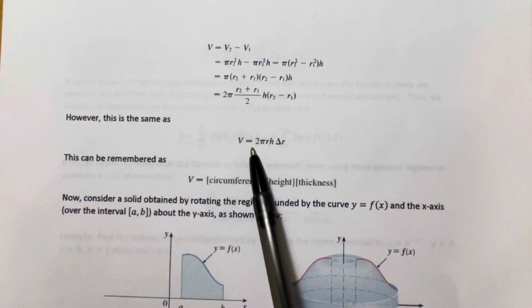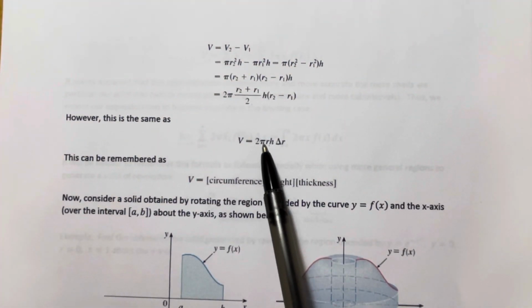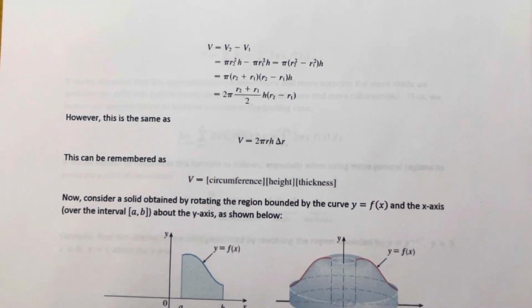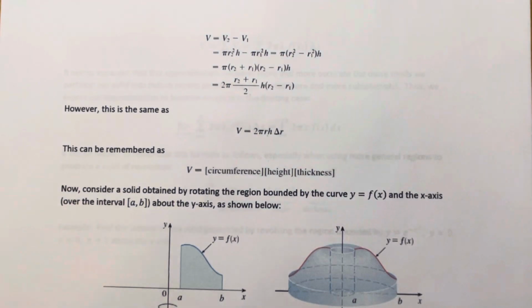Notice that shows up right here. So 2 pi R, that's circumference, times height, that's H, times thickness is what delta R represented. That's an easier way of remembering the volume formula for one of these cylindrical shells.